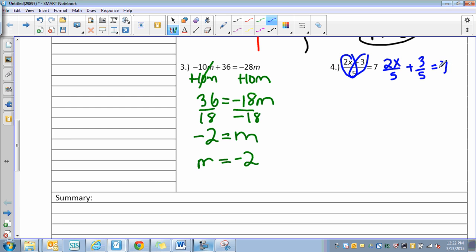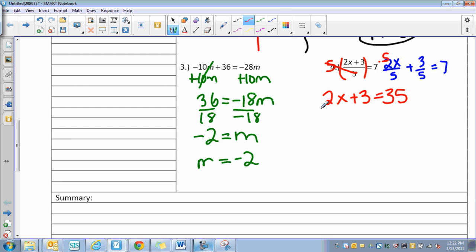equals 7. So when we see this, we cannot just subtract 3 first in order to solve for x, but we have to get rid of this denominator first in order to solve for x. So what we can do is multiply by 5 on both sides so that we get the numerator by itself. So we have 2x plus 3 is equal to 35.